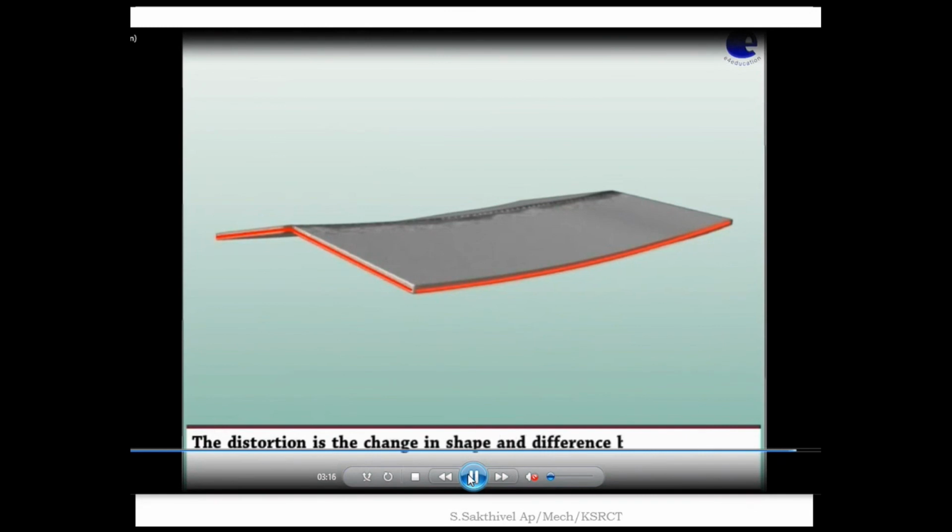Distortion is the change in shape and the difference between the positions of the two plates before the welding and after welding. So before welding and after welding we can properly position.